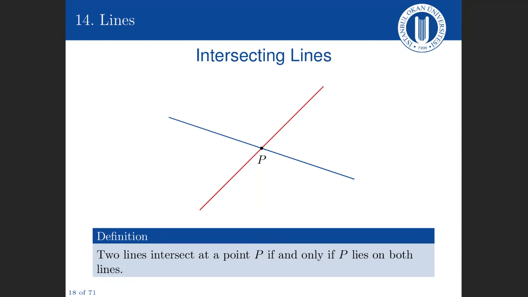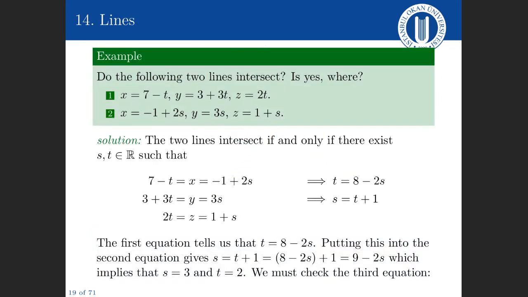Sometimes you might have two lines which intersect at point P. Precisely, two lines intersect at a point P if and only if the point P lies on both lines. For example, do the following two lines intersect? If yes, where?